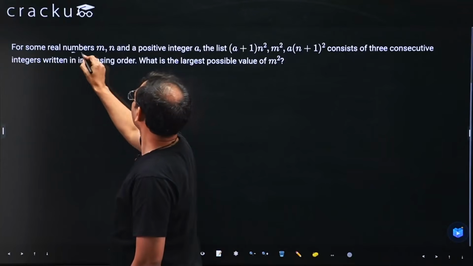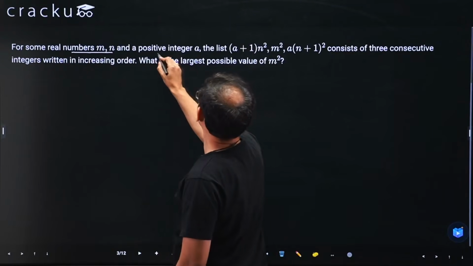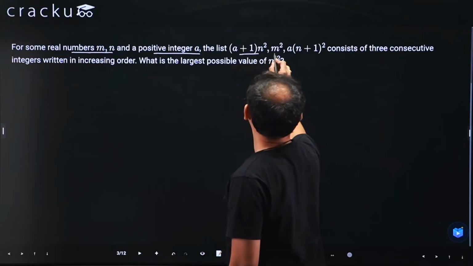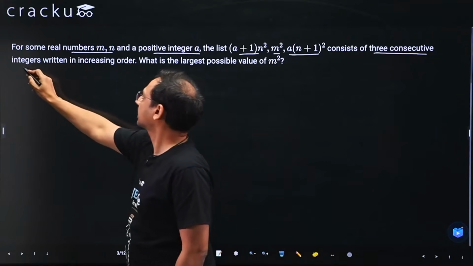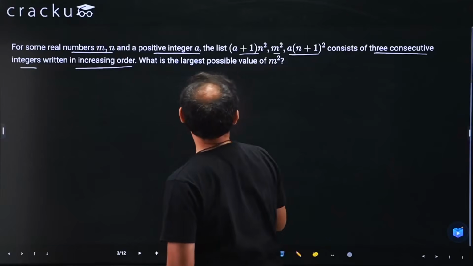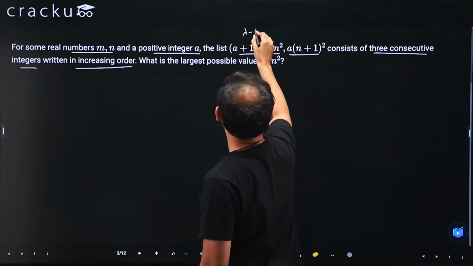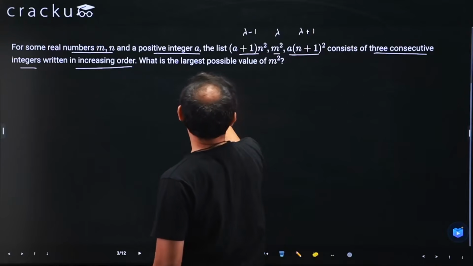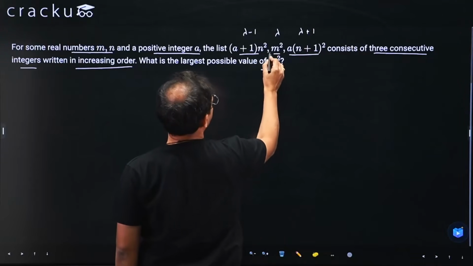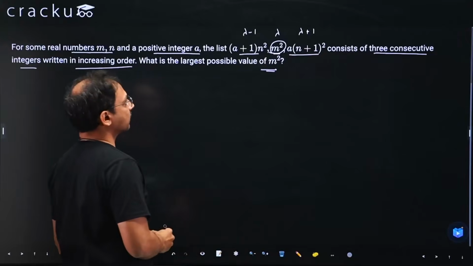For some real numbers m, n, a positive integer a, these three numbers consist of 3 consecutive integers written in ascending order. So this will be of the form lambda minus 1, lambda and lambda plus 1. What is the largest possible value of m squared? So we need the largest value of the middle term.